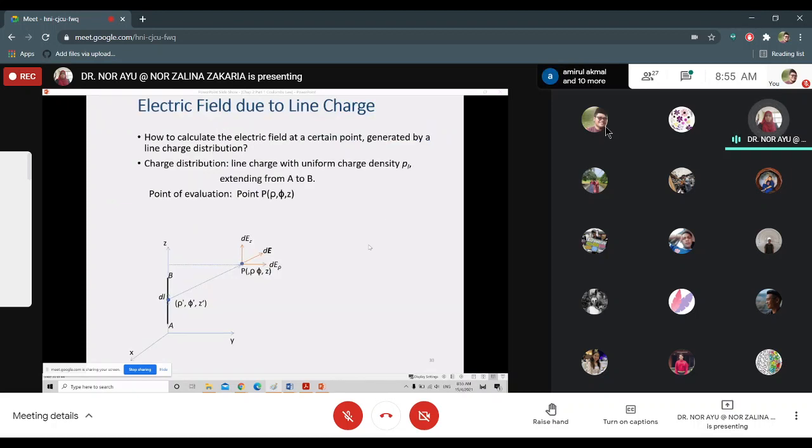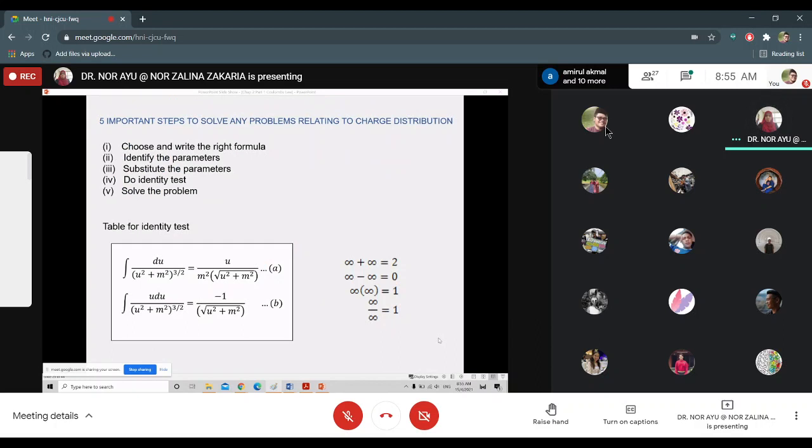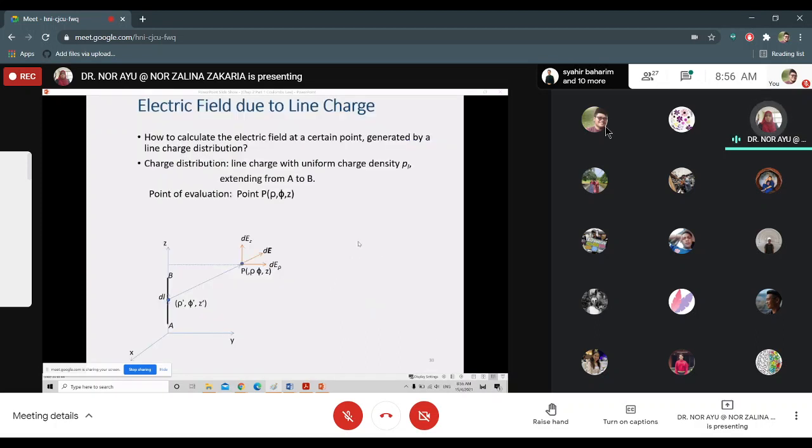And this is another note given to you. If you have infinity plus infinity, it will be equal to infinity; infinity minus infinity is equal to 0, and so on. Okay, so this only applies in electromagnetics, not in maths, but only in electromagnetics. All right, so we go through the first one.